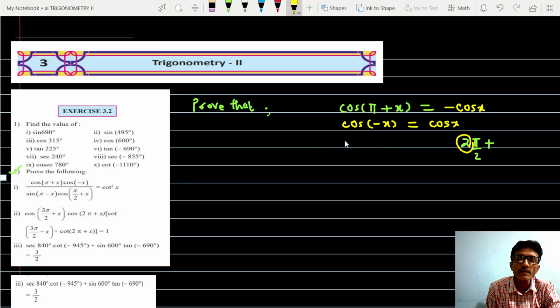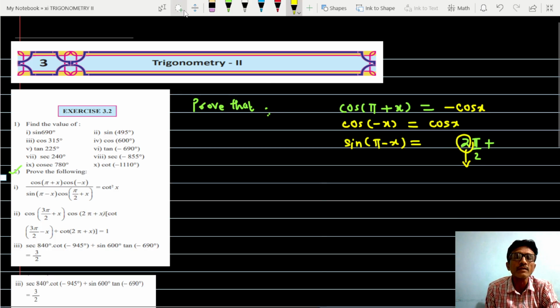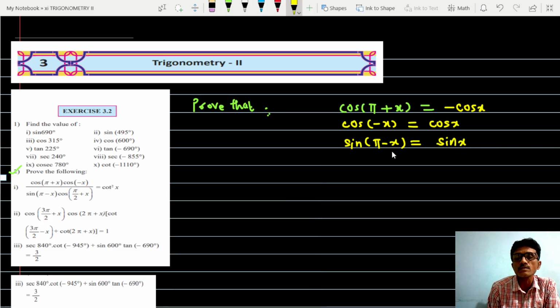Next is sin of pi minus x. Here also pi we can express as 2 times pi by 2. So it is an even multiple of pi by 2, so the trigonometric function does not change. The left hand side has sin, so the right hand side will also be sin x. Now this angle pi minus x is in the second quadrant. In the second quadrant sin is positive, so here we wrote the positive sign.